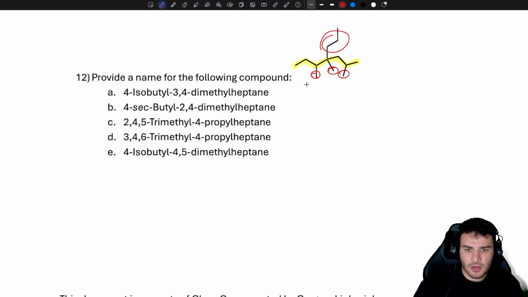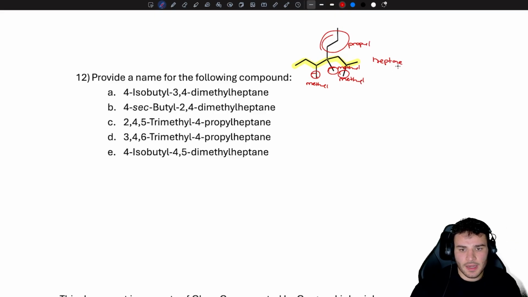And so this one has 1 carbon, which is a methyl. This one is also a methyl. This one is also a methyl. And then this one finally is a propyl. So I forgot to write down our parent chain name. Should be heptane, right? 7 carbons.